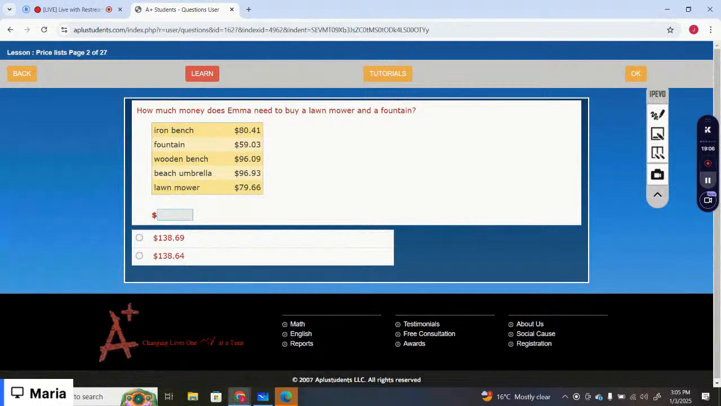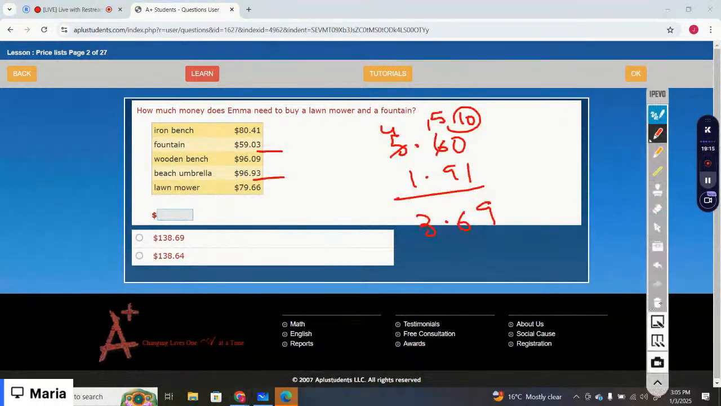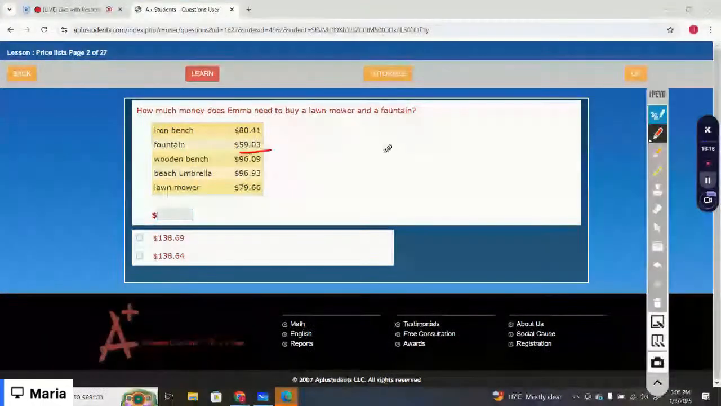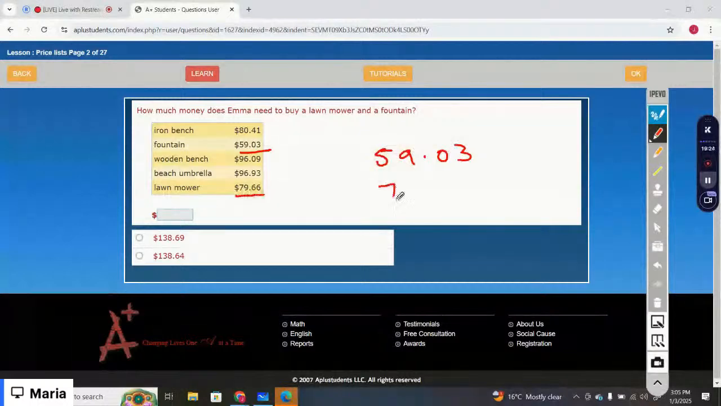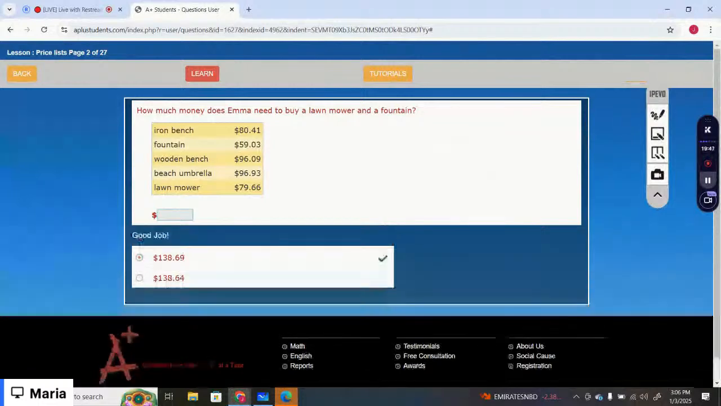How much money does Emma need to buy a lawnmower and a fountain? Okay, so the fountain costs $59.03 and the lawnmower costs $79.66. So when you add, 6 plus 3 is 9, 6 plus 0 is 6, 9 plus 9 is 18, 7 and 5 is 12, and 1 is 13. That is $138.69. Option number one is the correct option.